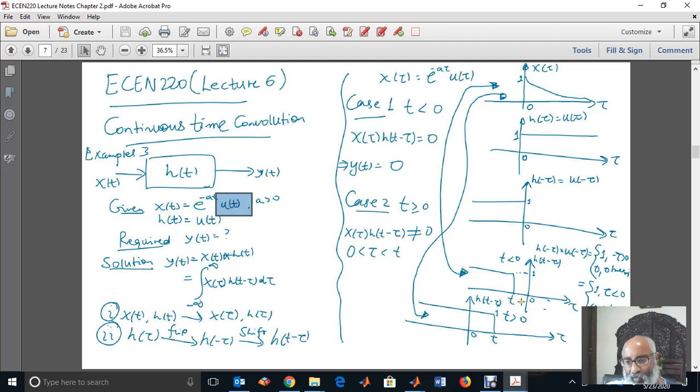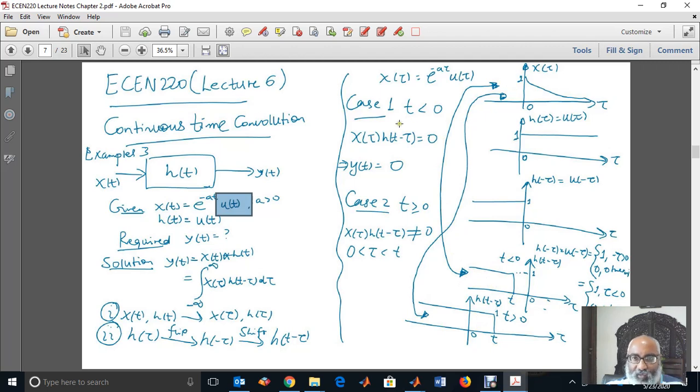And it will be 0 for tau greater than t. Okay, this is the shift result for t less than 0. Remember, for t less than 0, shift left after flip. All right. So after the flip, we multiply x(tau) and h(t minus tau), this one and this one.